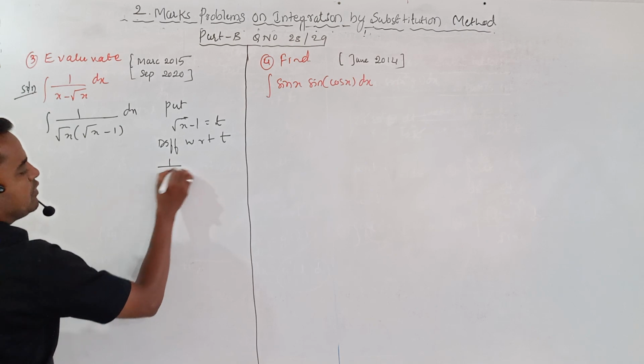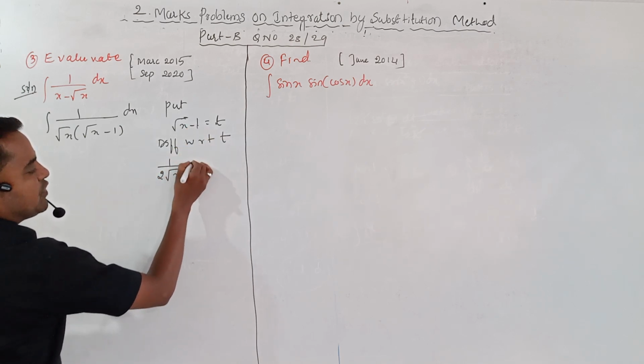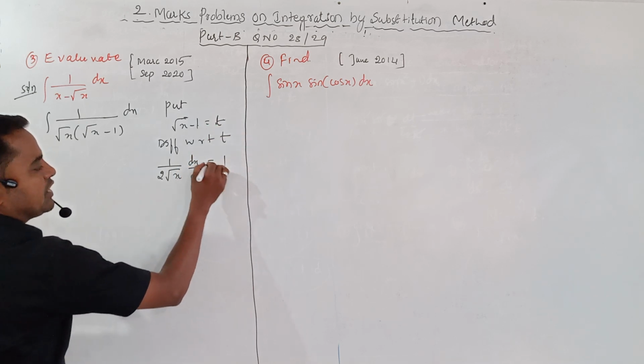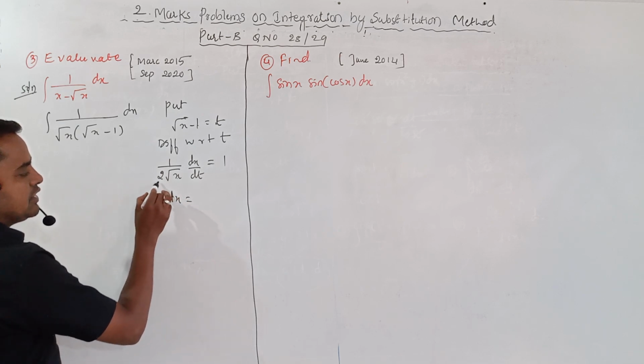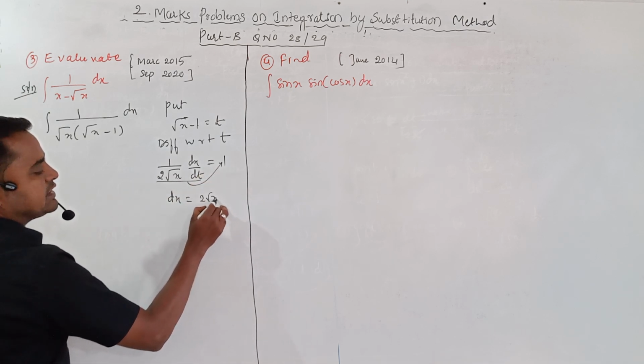Derivative of root x is 1 by 2 root x. Derivative of 1 is 0. Derivative of x is dx by dt, and derivative of t with respect to t is 1. Now dx is equal to, cross multiplying, 2 root x dt.